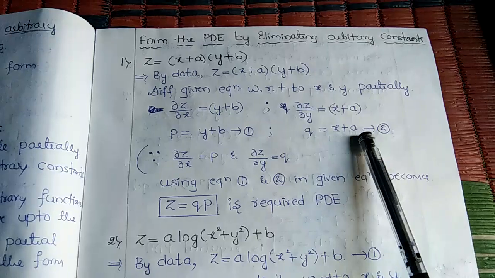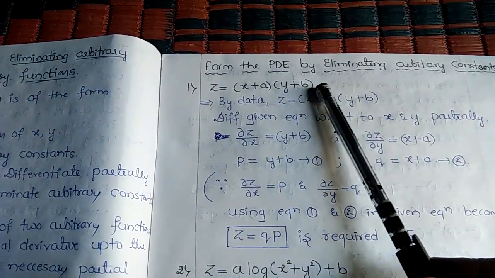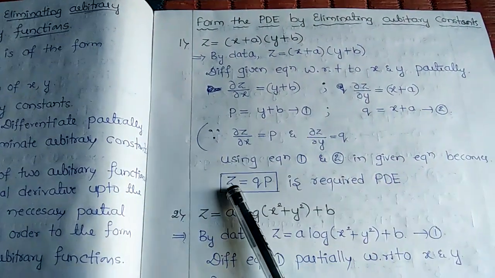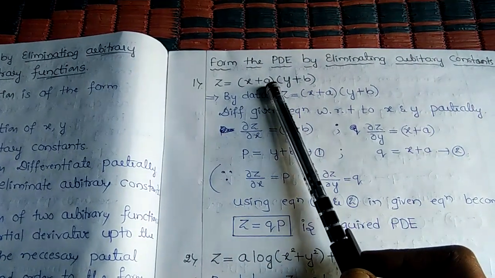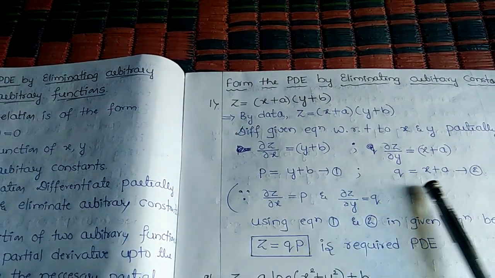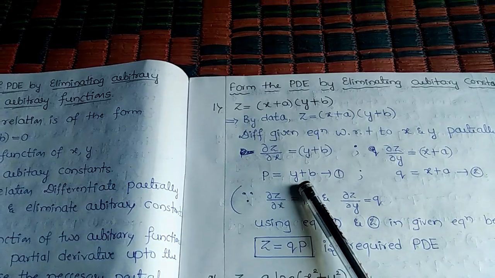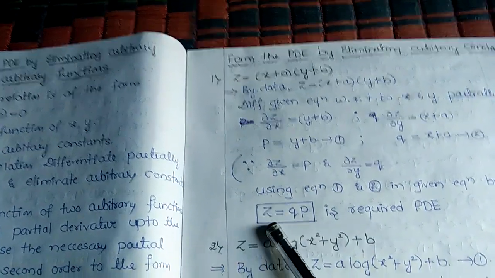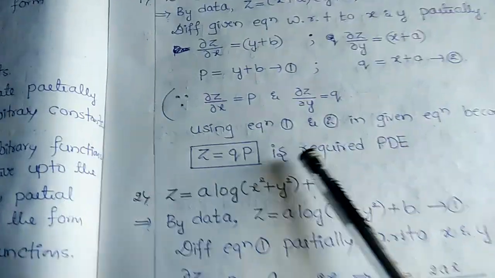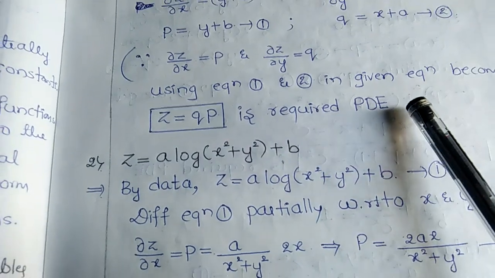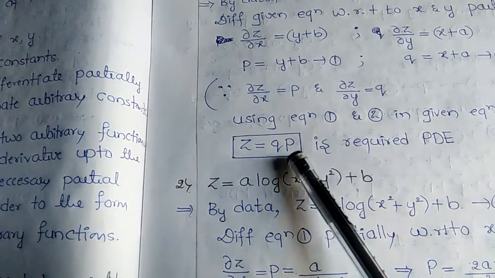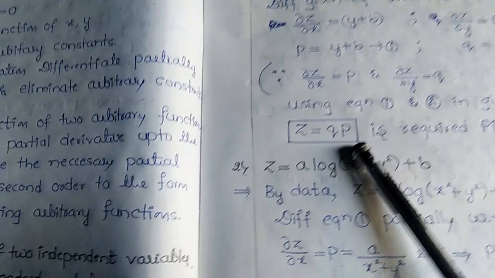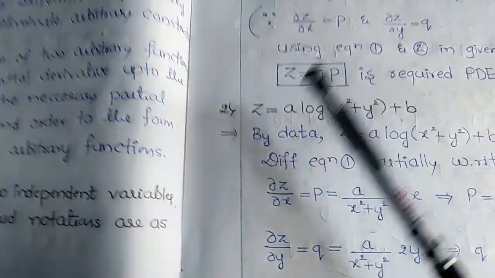Using equations 1 and 2, write the given equation. Z is equal to, what is x plus a? It is q. And what about y plus b? It is p. So z is equal to q into p is the required partial differential equation. It is free from arbitrary constants. So it is the solution.